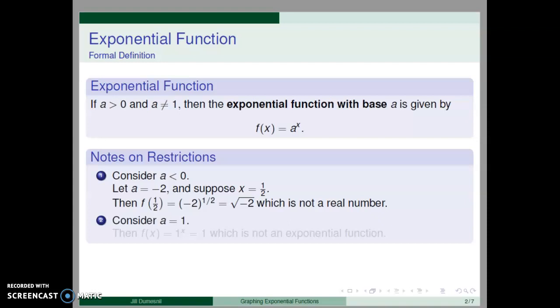Now consider what will happen if a equals 1. Then the function f of x equal 1 to the x is equal to the constant 1, which is not an exponential function. Thus, we also require that a be not equal to 1.